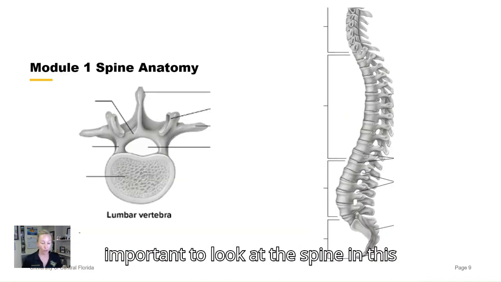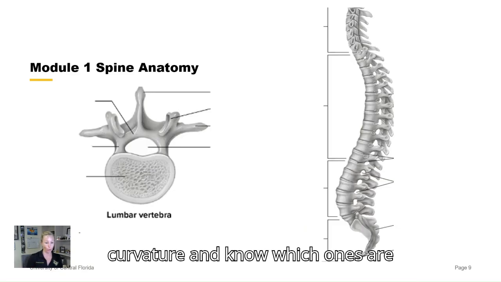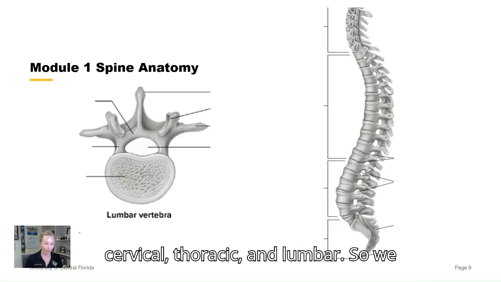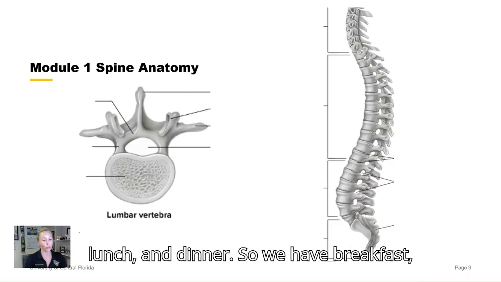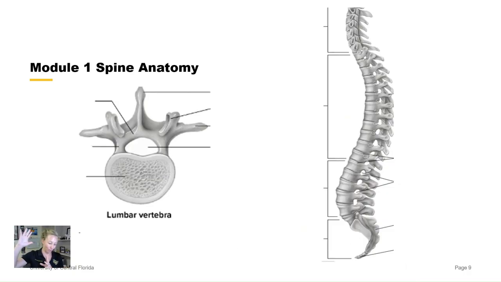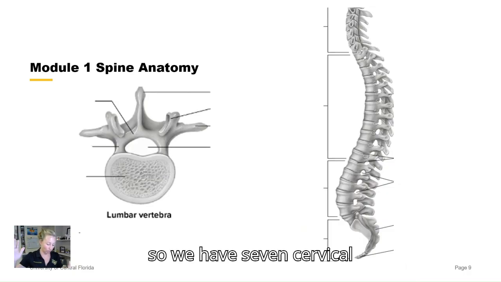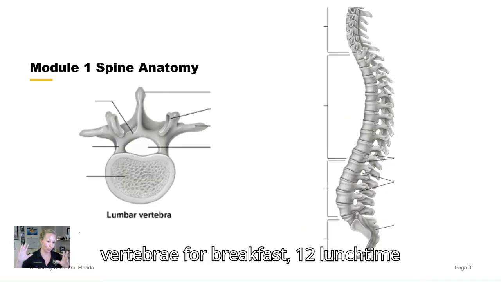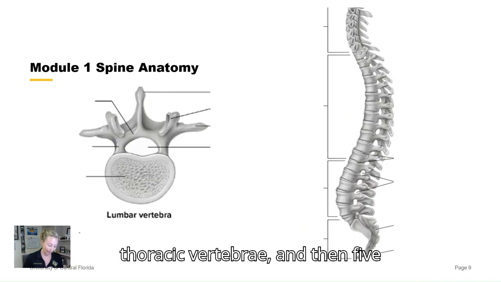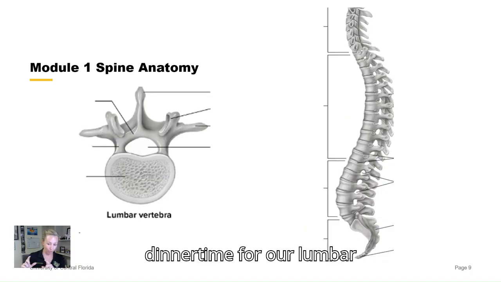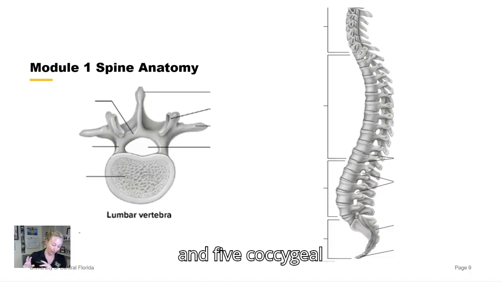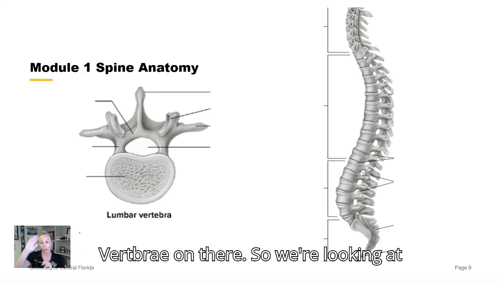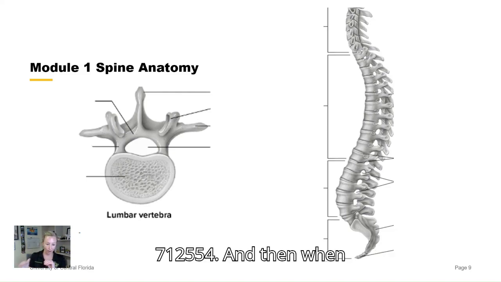For the spine, it's important to look at the spine and this curvature and know which ones are cervical, thoracic, and lumbar. I like to think of breakfast, lunch, and dinner. We have 7 cervical vertebrae for breakfast, 12 lunchtime thoracic vertebrae, and then 5 dinner time for our lumbar vertebrae. And then we have 5 sacral and 4 coccygeal vertebrae. So we're looking at 7, 12, 5, 5, 4.